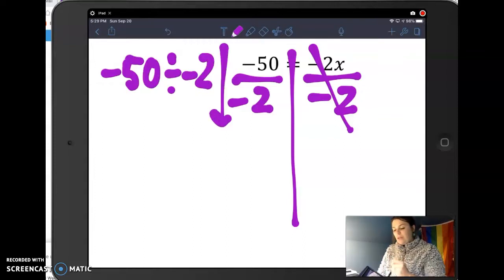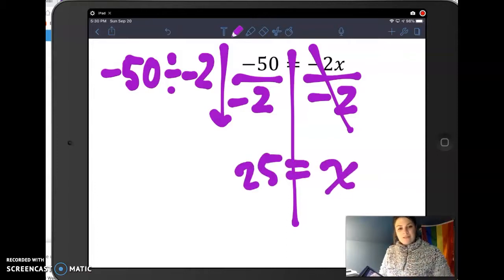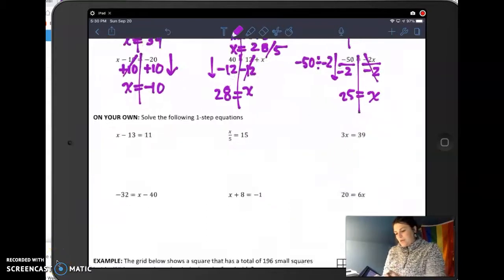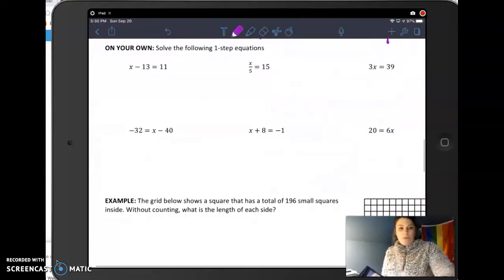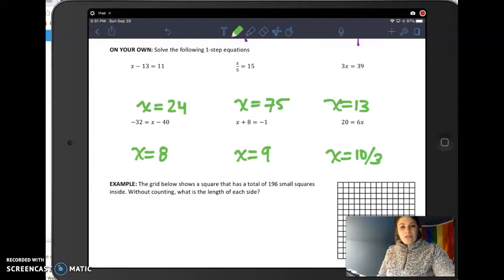Negative 50 divided by negative 2, and we get 25 is equal to x. All right, you're going to pause the video. You're going to try these examples on your own, and then when you come back, you are going to check your answers with me. All right, so here are your answers.